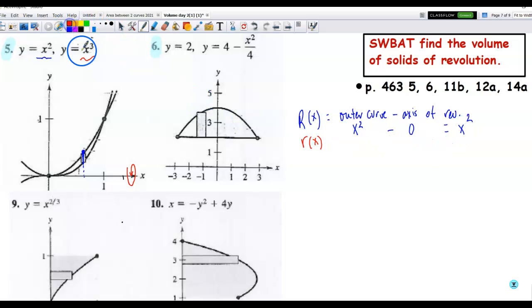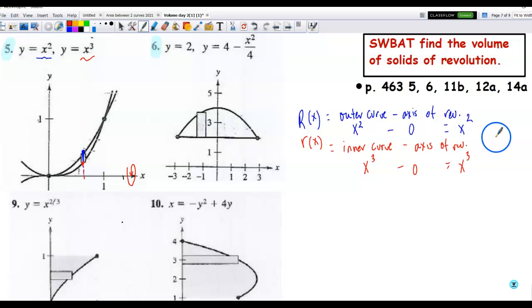If we do likewise, the little r, the inner radius, would be the inner curve minus the axis of revolution. The radius is the distance from the curve to the axis of revolution. So the inner curve is right here. And if we measure that inner curve to the axis of revolution, we would get x cubed, the inner curve, minus the axis of revolution, which gives us x cubed.